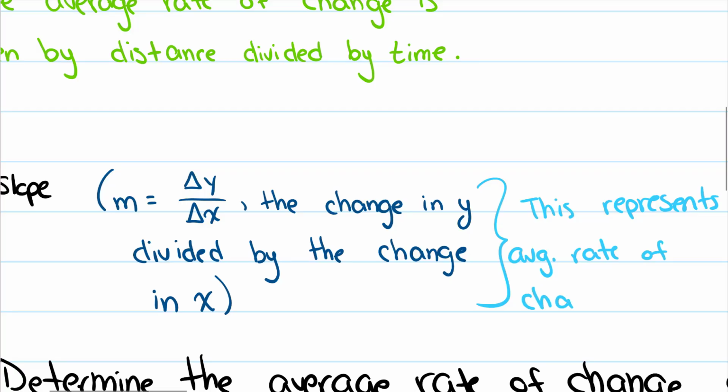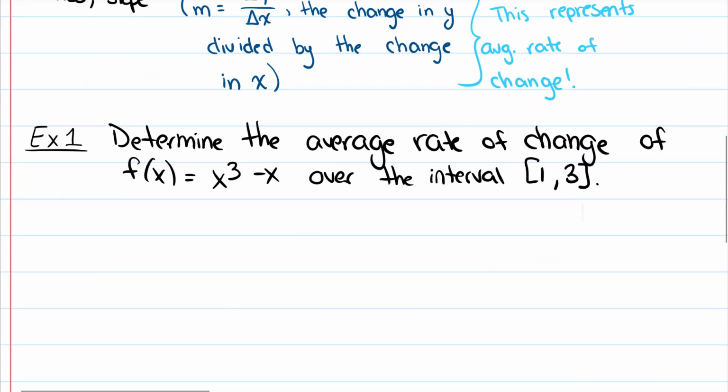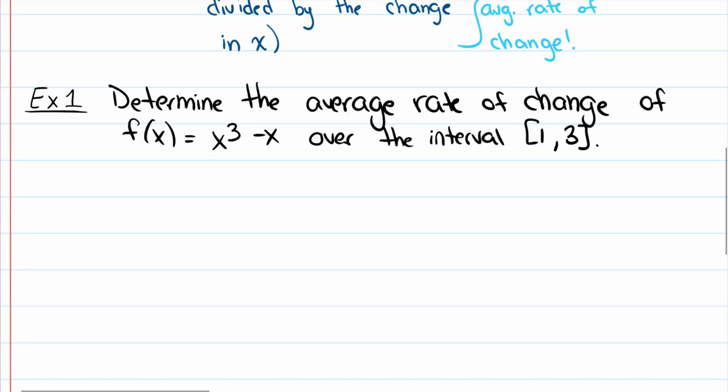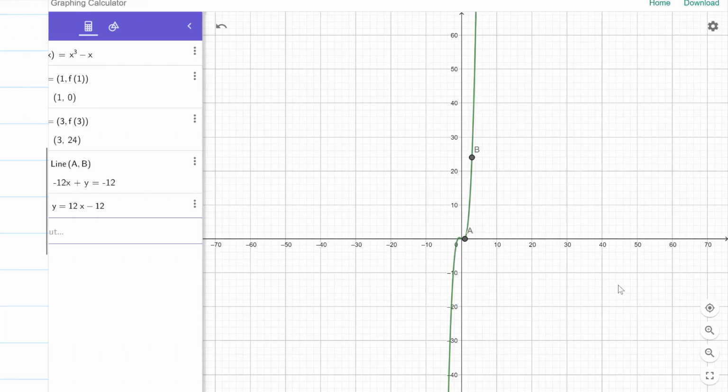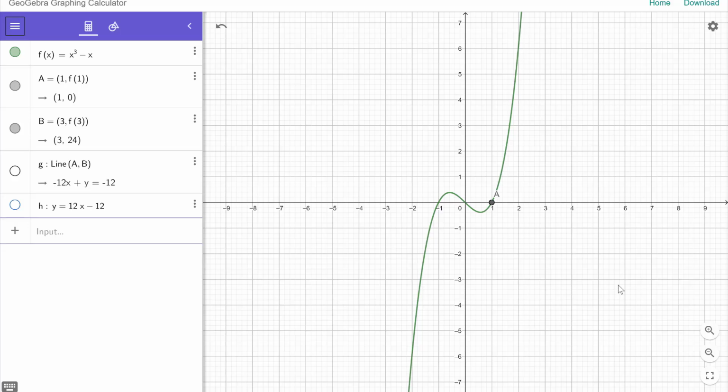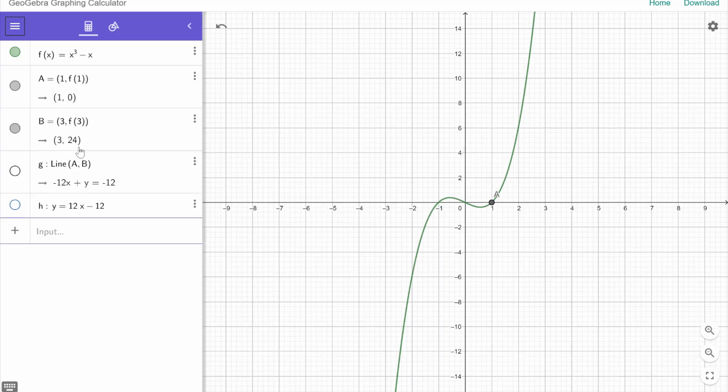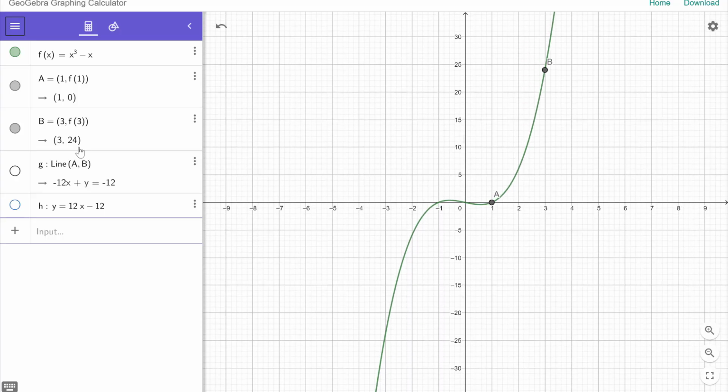So moving on to example 1, we want to determine the average rate of change of the function f of x equals x cubed minus x over the interval 1 to 3. So if I graph this function, what I'm looking to do is find the average rate of change between 2 points. When I plug in 1 into this function, I get 0, and when I plug in 3, I get 24. So to see that better, I'm just going to change our viewing window a little bit.